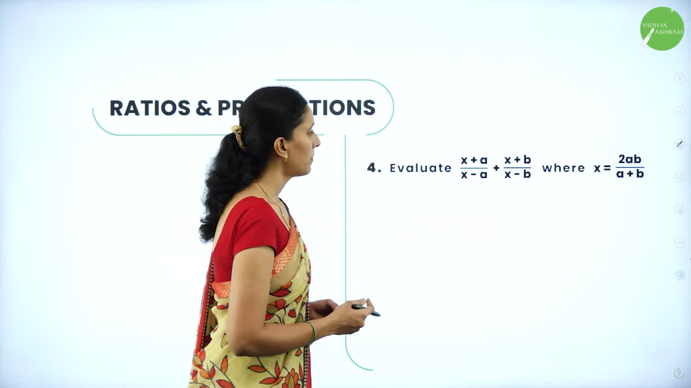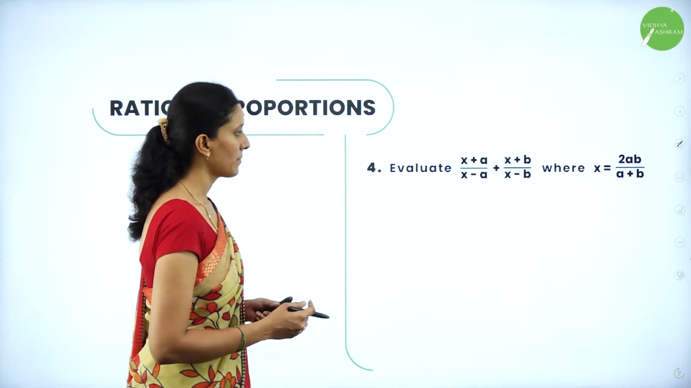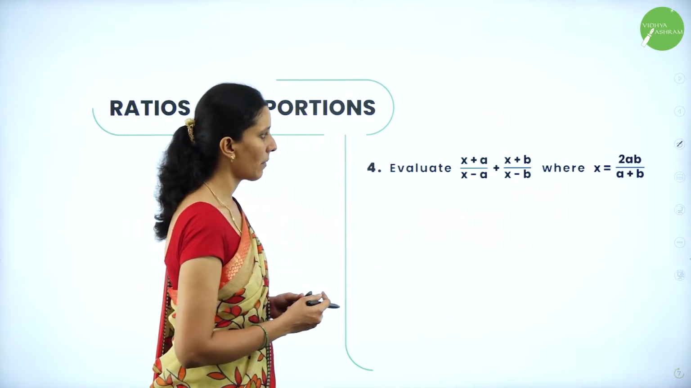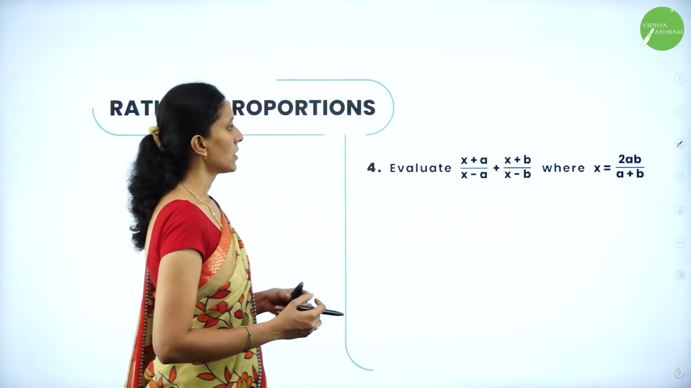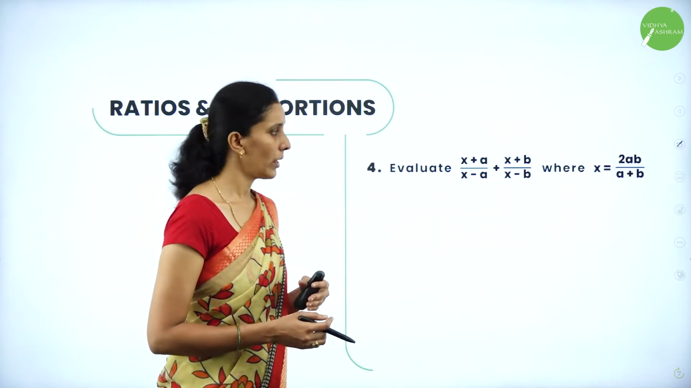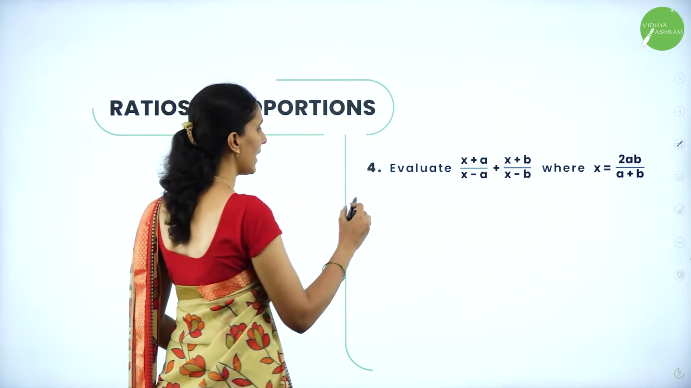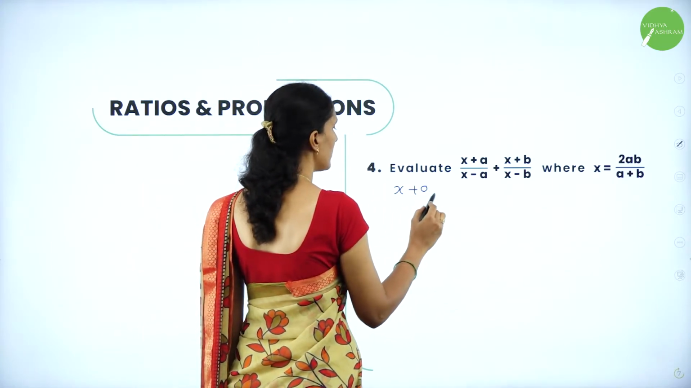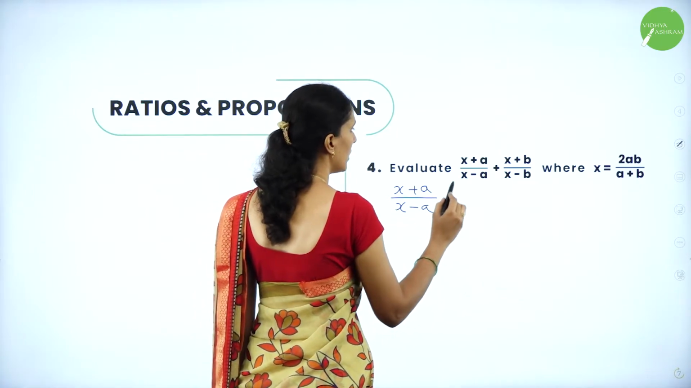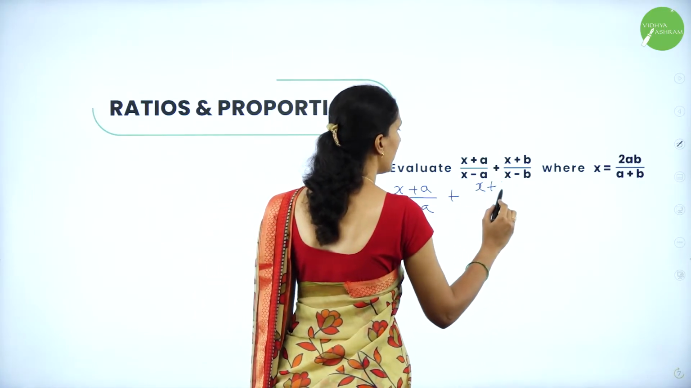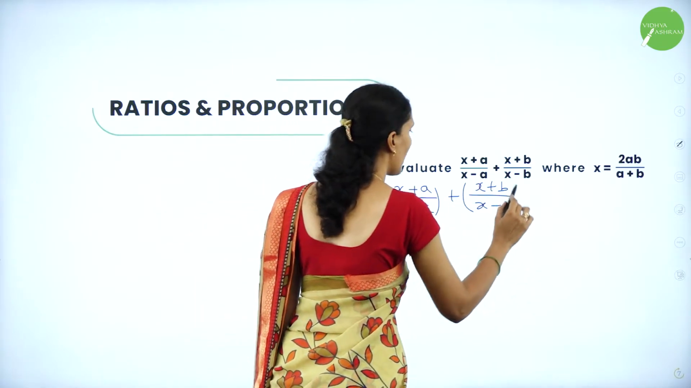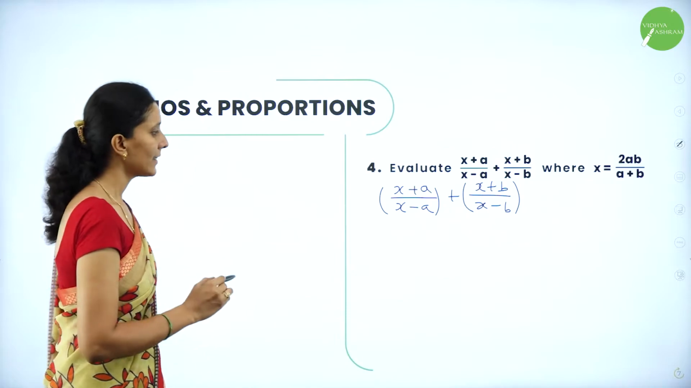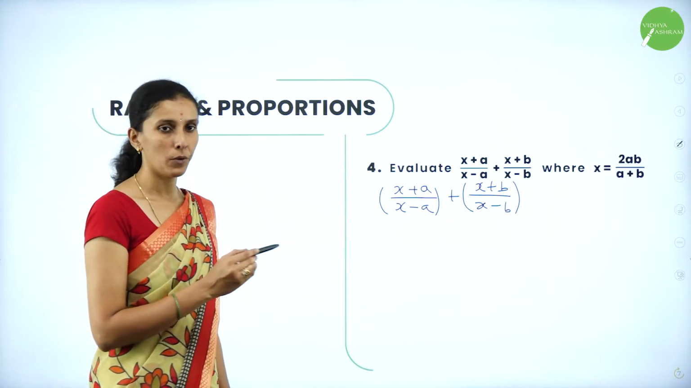Next, we have to evaluate (x plus a) by (x minus a) plus (x plus b) by (x minus b), where x is equal to 2ab divided by (a plus b). First, we'll take (x plus a) divided by (x minus a) plus (x plus b) divided by (x minus b). So, you take these two as separate ratios.